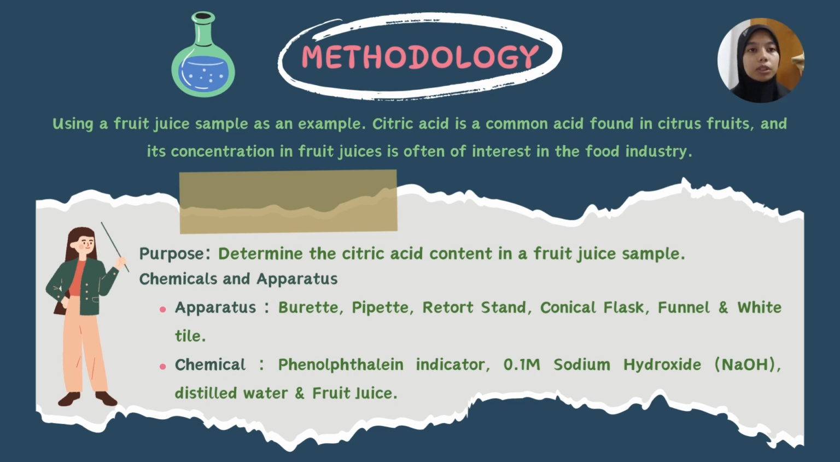Before we proceed to the procedure, we prepare the apparatus and the chemicals. For our apparatus, we have the burette, pipette, retort stand, conical flask, funnel, and a white tile. As for our chemicals, we have the phenolphthalein indicator, 0.1 molar sodium hydroxide, distilled water, and the fruit juice.